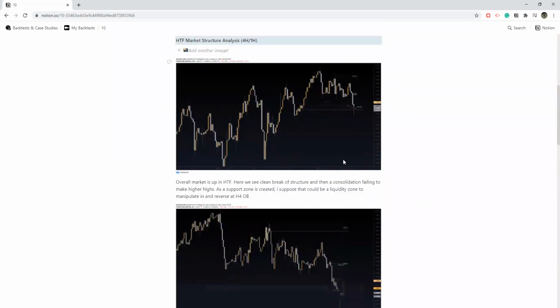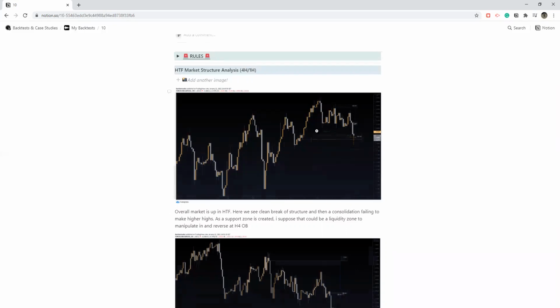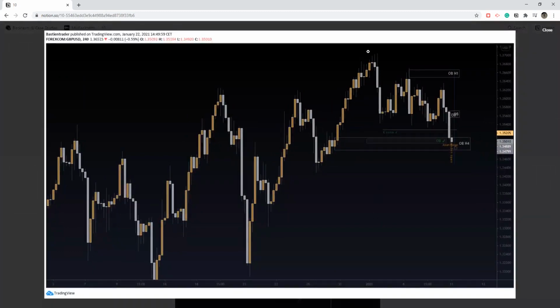This is the first trade I took after you asked me to take the challenge. All right. Let's see then. Overall market is up in the higher time frame. Here we have a clear break of structure and then a consolidation. That is a liquidity zone to manipulate and reverse on 4H. Yeah, I remember this setup. Yes, big consolidation, nice hunting to the downside, and then we expect to push. Really nice OB, really well drawn, and then we can potentially expect the upside.